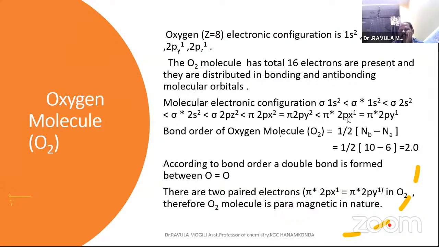Hund's rule. So what is about here, sir? If electrons have orbitals of the same energy, they are filled with single electrons.